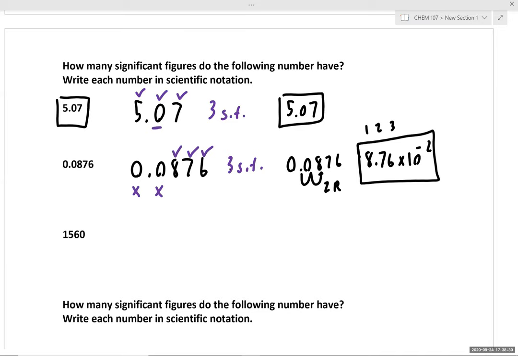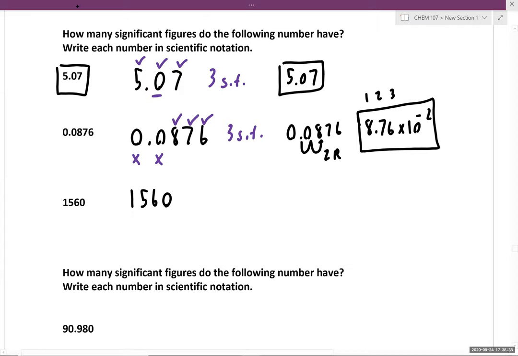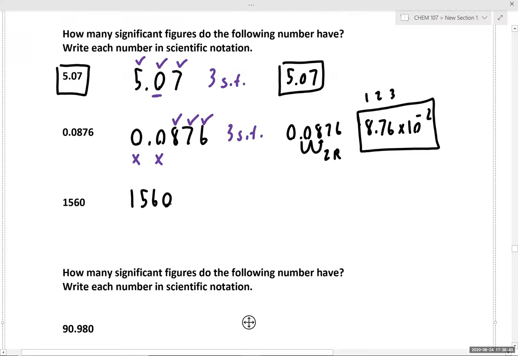Let's do one more example. 1,560. As we can see, we have a 0 that is after a non-zero digit, but neither before nor after a decimal point. So this 0 is not significant. Our first 3 digits are. So this number has 3 significant figures.